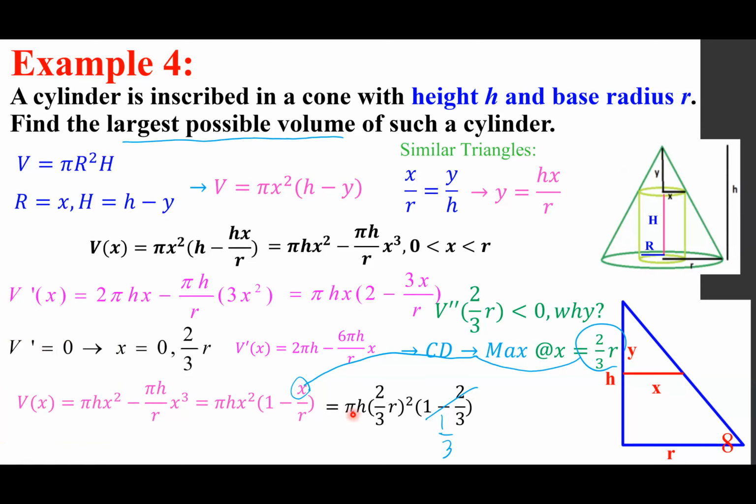So we have pi h times 2/3 r squared times 1/3. 2/3 becomes 4 over 9 times 1/3 becomes 4 over 27. Pi h remains r squared. So 4 over 27 pi r squared h. I hope everybody's okay with this calculation, class. It's pretty straightforward.